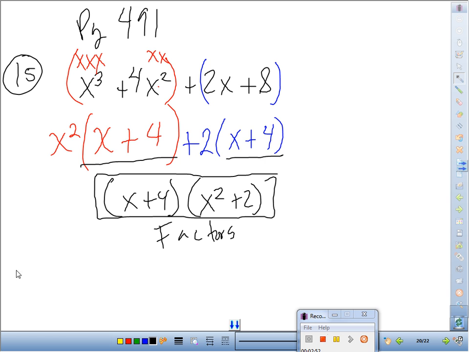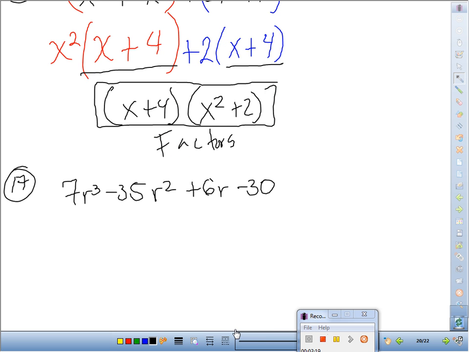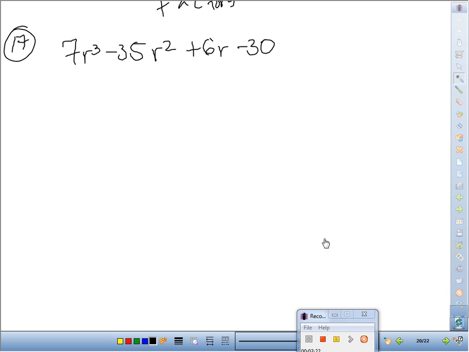That's grouping. Let's do number 17. Here we go. Number 17 reads 7r cubed minus 35r squared plus 6r minus 30. Okay? There you go. So, first of all, do you notice that we have 4 terms? Yes. And we're going to check to see if we can factor out of each term a certain number. Can we divide 7, 35, 6, and 30 by a particular number? No, the only one that divides into all 4 of them is 1.